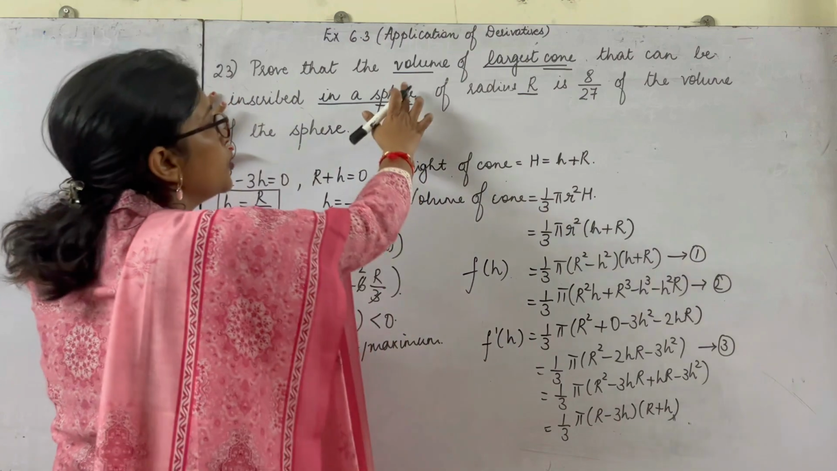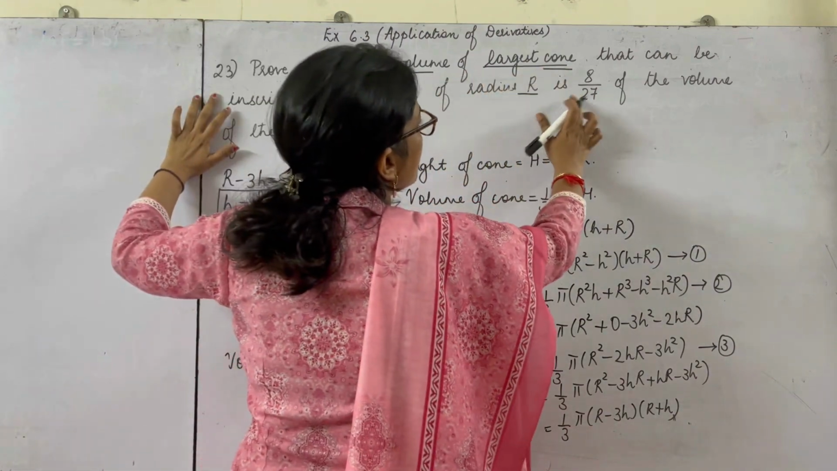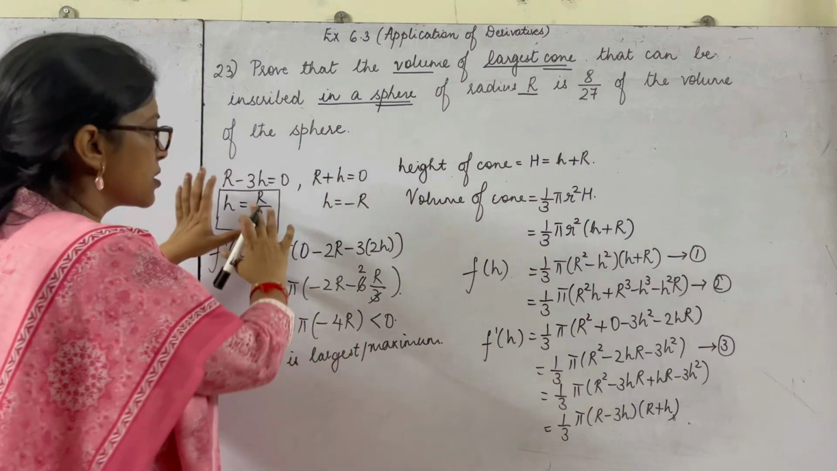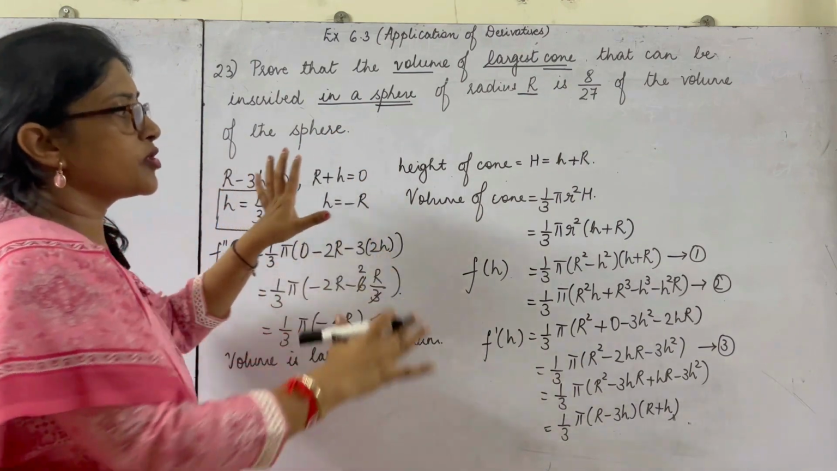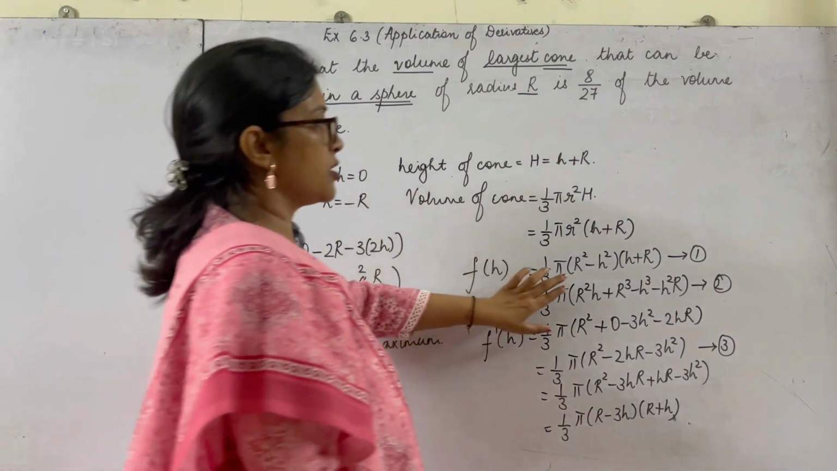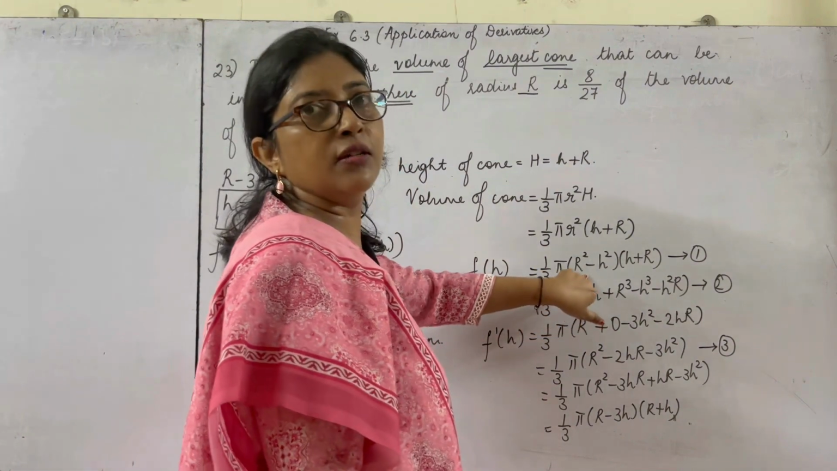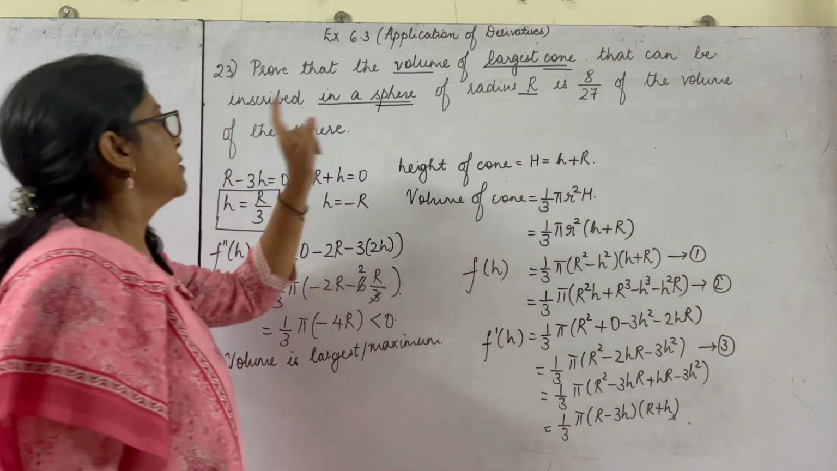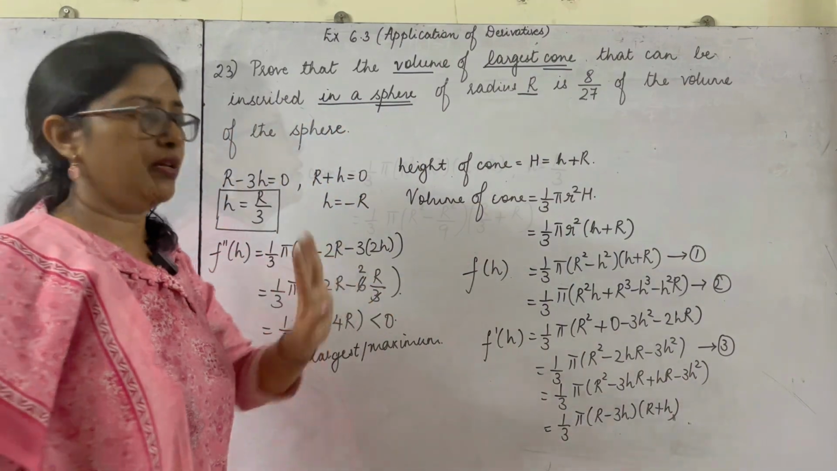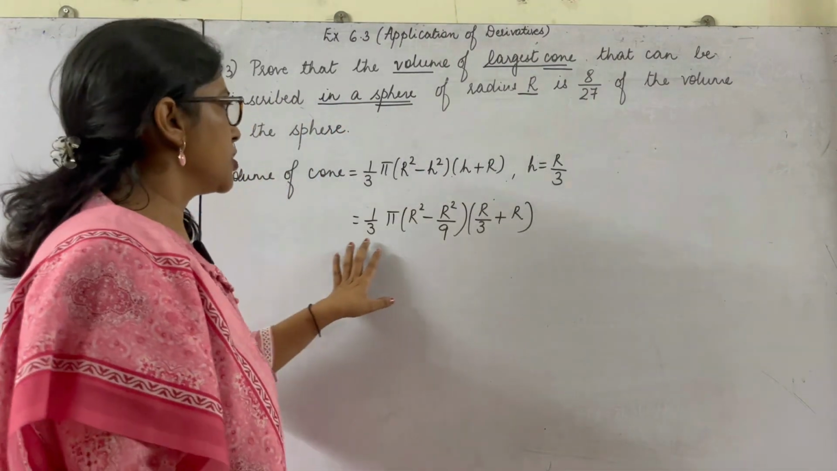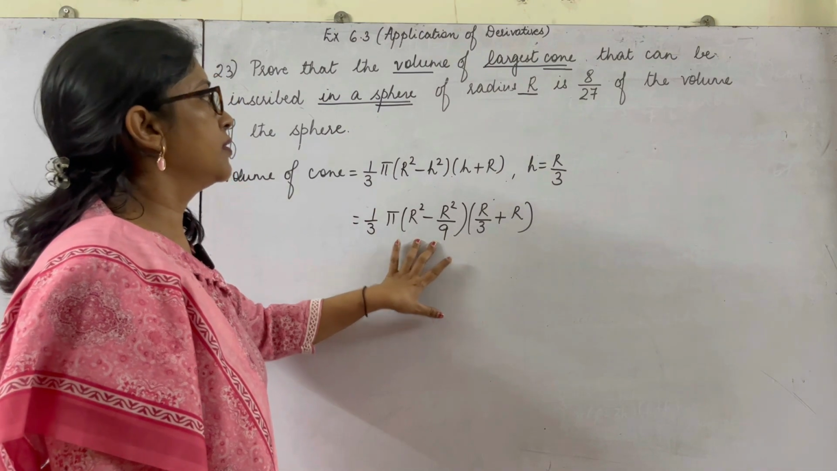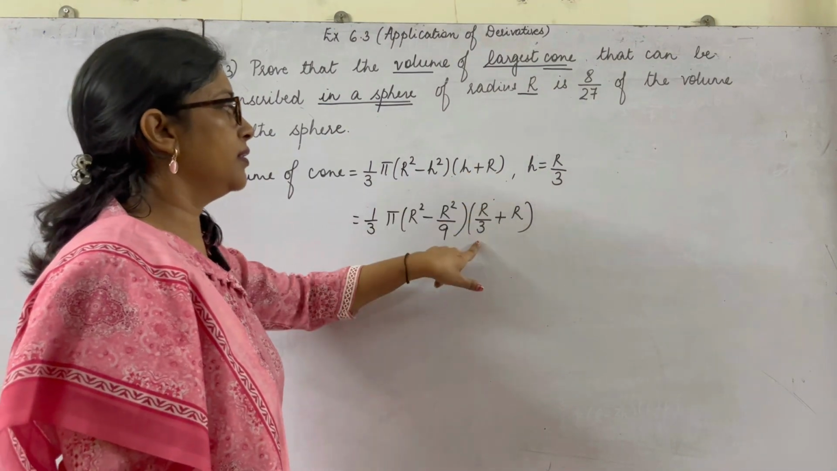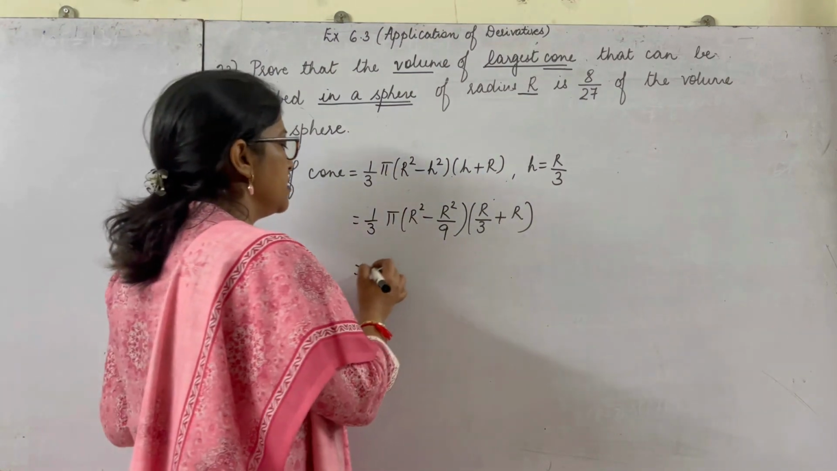Now we also have to prove that the volume of the cone is 8 by 27 times the volume of the sphere. So this critical point we have to substitute in the volume of the cone, which we have written here in terms of h. So we'll substitute the value of h in equation 1. On substitution, we have h being R by 3, it is R square by 9, and over here R by 3. Let's simplify this.